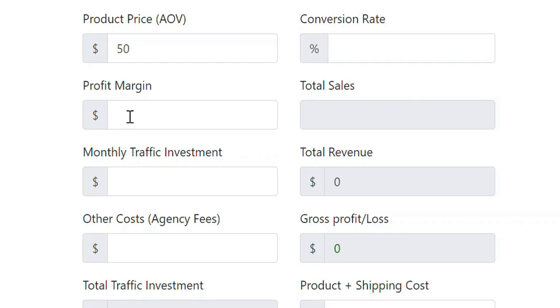Okay, I'm going to use numbers here that are very close to what we usually have with e-commerce businesses, because personally I have got two e-commerce businesses, so I know how this works.